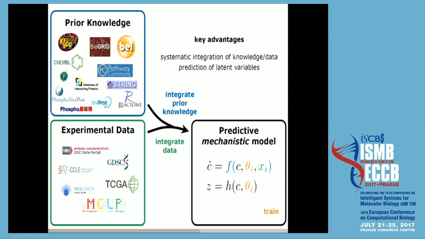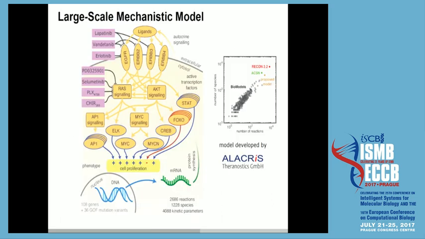And the key advantage of that approach is that it really allows the systematic integration of knowledge as well as data, and it also allows the prediction of latent variables. So latent variables are species that were not experimentally measured, but as you model all the different concentrations of molecular species in your system, you also gain access to everything that can be predicted from those species.